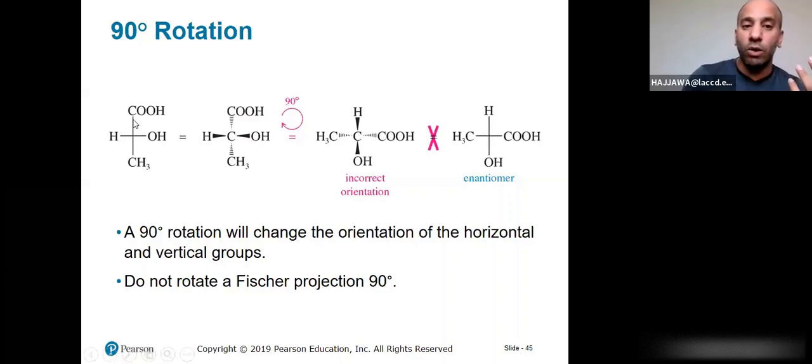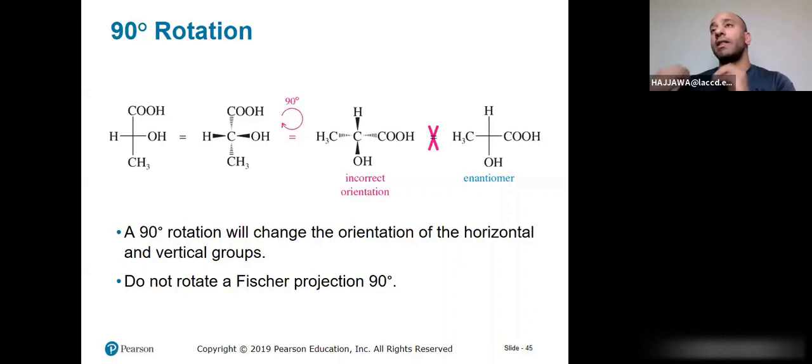So what happens when I rotate the Fischer projection 90 degrees? I end up having the enantiomer of it. The enantiomer of it. So the take-home message here: Fischer projection labeling will always be the same if I rotate the compound 180 degrees. But if the Fischer projection goes through a 90-degree rotation, it will result in the enantiomer of it. And that's an example right here for you.